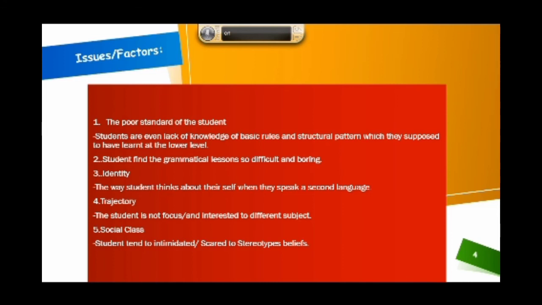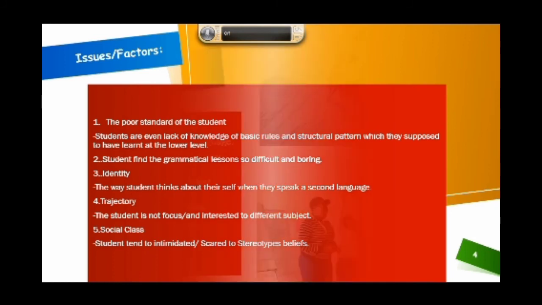The fifth one is the social class. Some students are intimidated or scared of stereotype beliefs that if they know how to speak the language, some people tend to bully them, especially here in our country. Some people do have the stereotype belief that if you speak English, you are pasosi or you are in a higher social class level. So we should tell our students that these factors should not be the indicators for them in acquiring or learning the language.